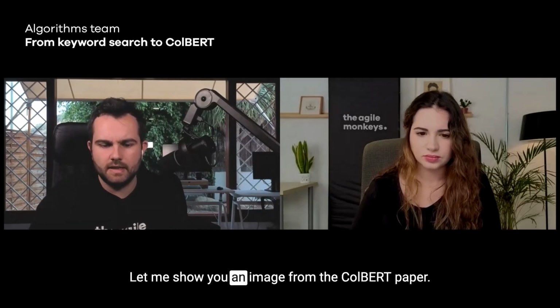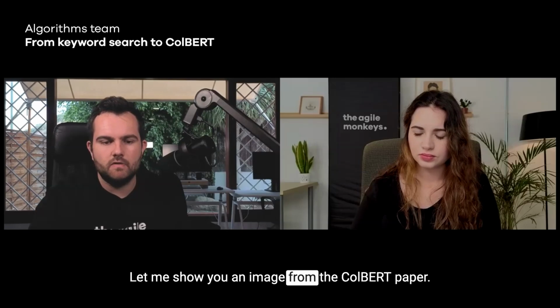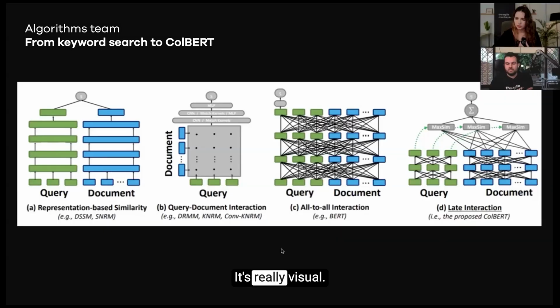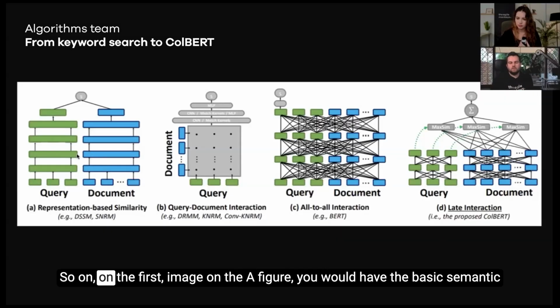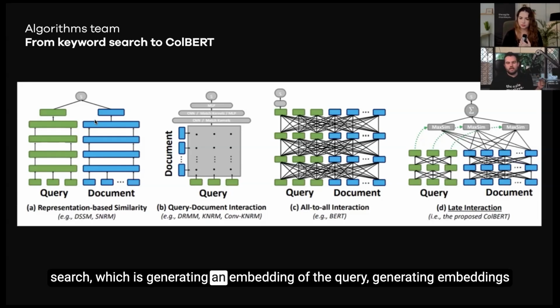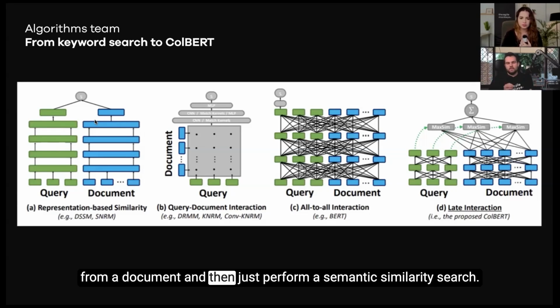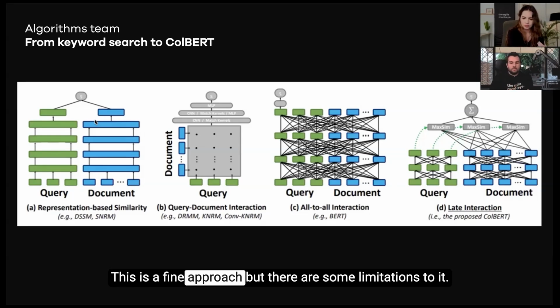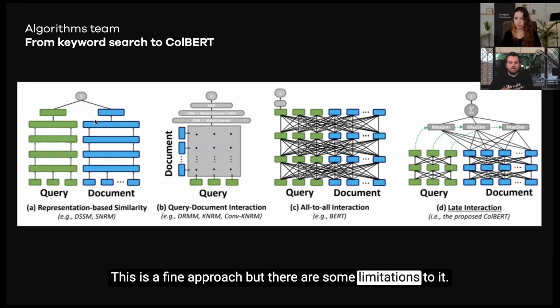Let me show you an image from the ColBERT paper. It's really visual. So on the first image, on the A figure, you would have the basic semantic search that most of us have done throughout the years since we have semantic search, which is generating an embedding of the query, generating embeddings from a document, and then just perform a semantic similarity search. This is a fine approach, but there are some limitations to it.